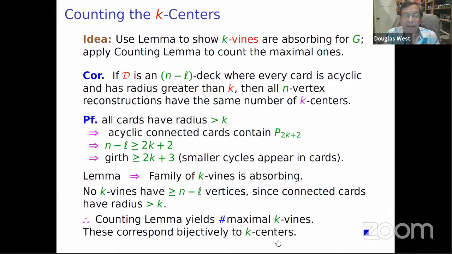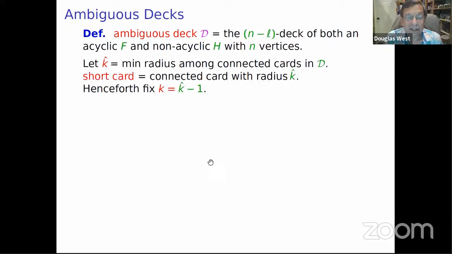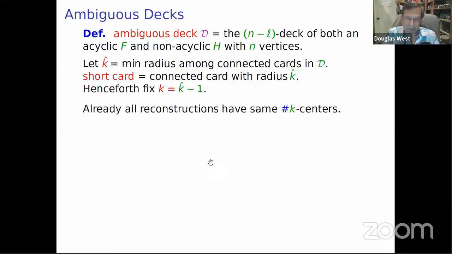And so again, we already know that all reconstructions have the same number of K centers. Now, in order for that to make sense, we're going to now fix the value of K. It's one less than the minimum radius among all the connected cards in our deck. So with that special value, all reconstructions will have the same number of K centers.